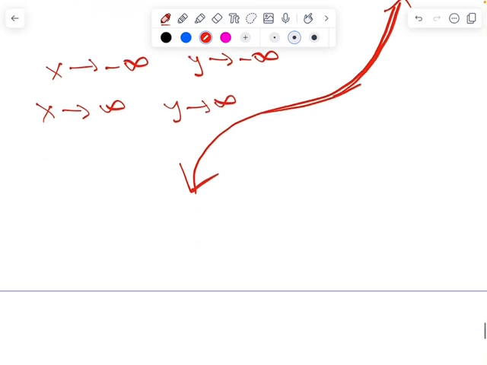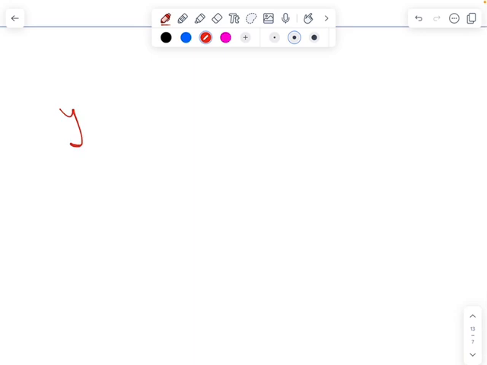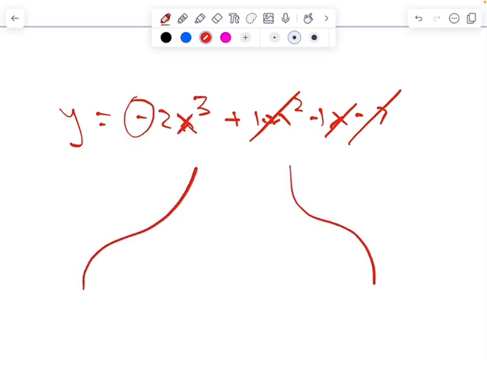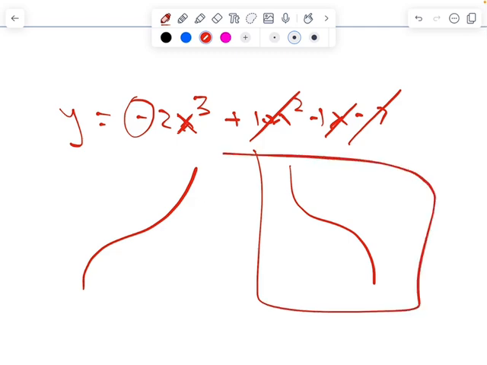Okay, really fast. y equals negative 2x cubed plus 10x squared plus x minus 7. Ignore, ignore, ignore. Because this is cubic, it's going to be like this, or it's going to be like this. Because it's negative, this is our winner. So as x approaches negative infinity, y approaches infinity. As x approaches positive infinity, y approaches negative infinity.